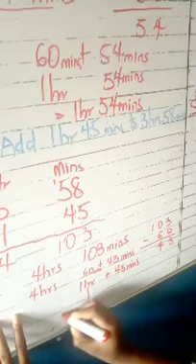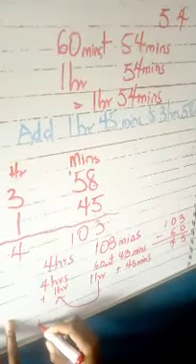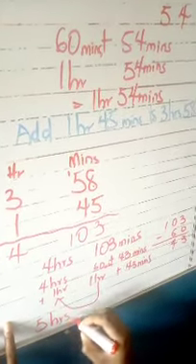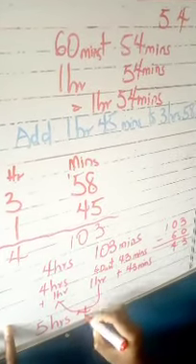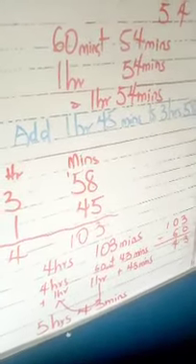So this 1 hour, I'll move it over to this. So I'll add 1 hour to the hour column. So what do I have now? 5 hours, 43 minutes. Did you get that? Good.